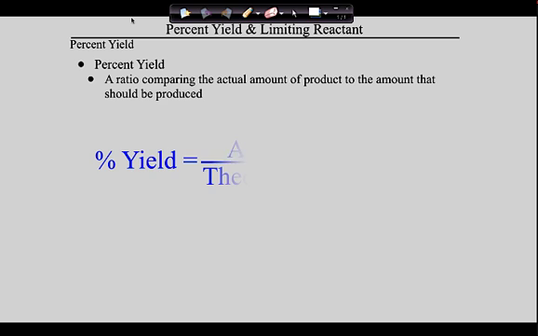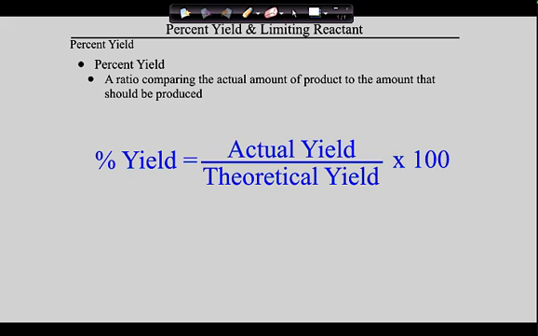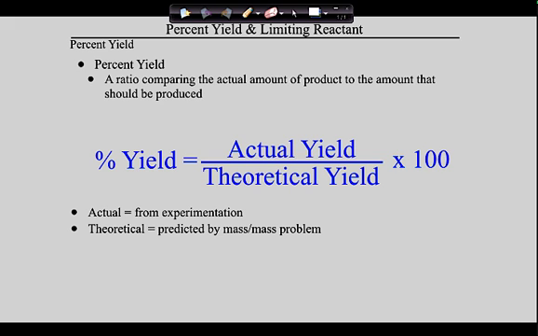The equation looks like this. We did not put this on the test, but if you remind me before the test, I'll write it on the board. You don't have to memorize it. It's pretty simple, but we'll give it to you. Percent yield is equal to the actual yield divided by the theoretical yield times 100. Let's define our terms. The actual yield comes from the experiment. The theoretical yield is predicted by a mass problem.